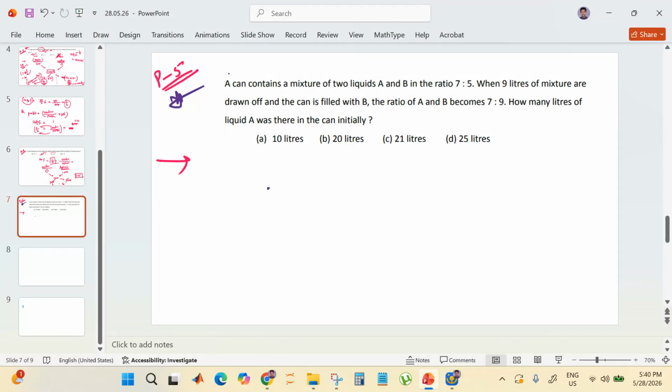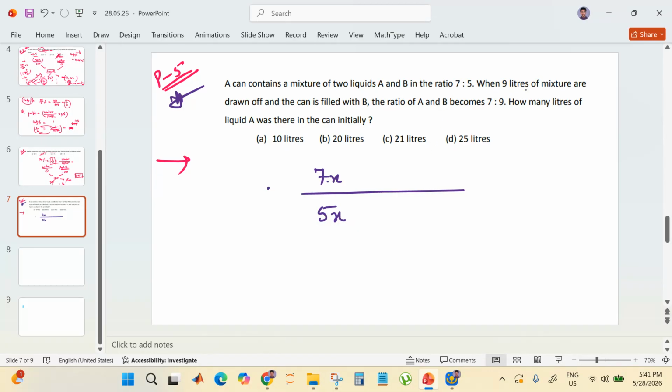See, a can contains a mixture of two liquids A and B, 7 is to 5. So initially the ratio was 7 is to 5. That means 7x and 5x are the amounts. Remember, 7 is to 5 means the ratio, and 7x and 5x are the amounts, because if we multiply with the same value in numerator and denominator, it becomes the actual amount. So x is there.